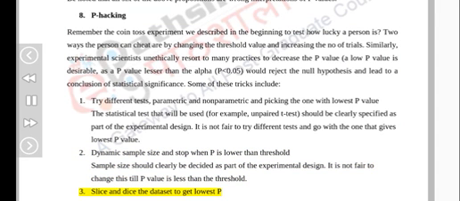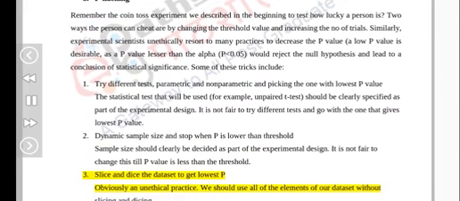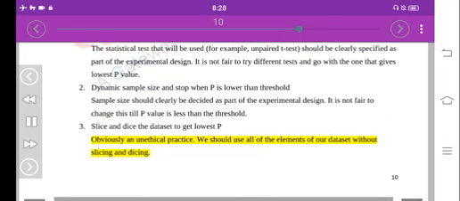Third, slice and dice the dataset to get the lowest p. Obviously an unethical practice. We should use all of the elements of our dataset without slicing and dicing.